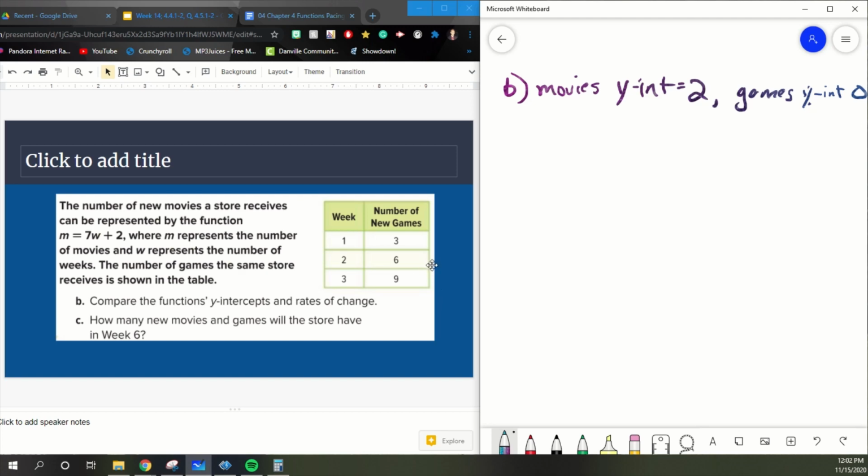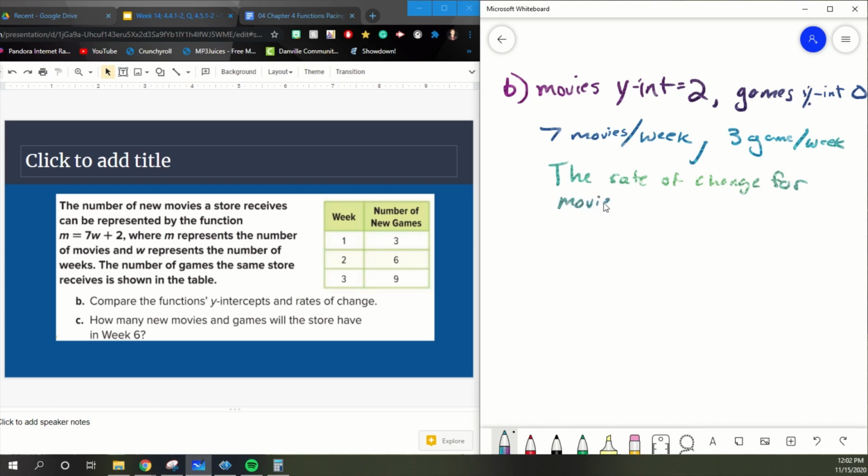When I'm comparing the rates of change, the store receives 7 movies per week, because we have 7w. While for games, they are only receiving 3 games per week. So they're receiving more movies than games. So the rate of change for movies is greater, or the rate of change for games is less. Either one is saying the same thing.